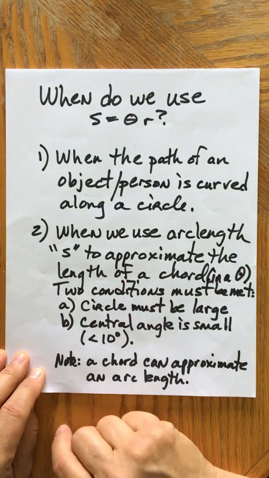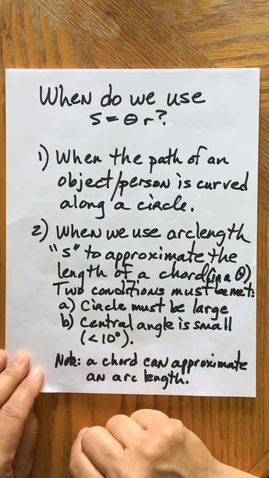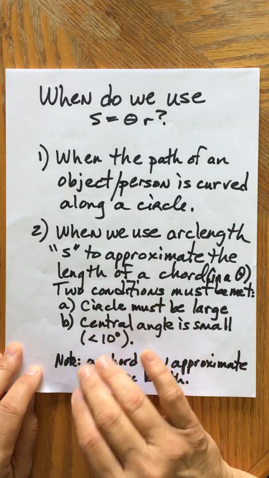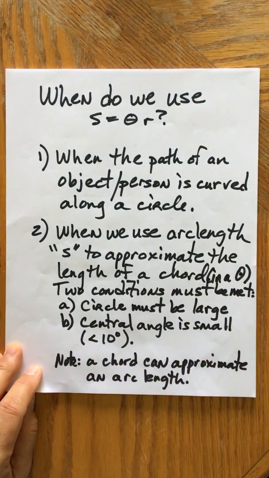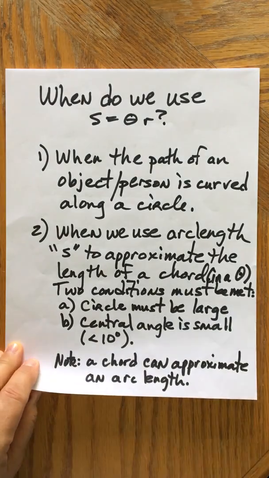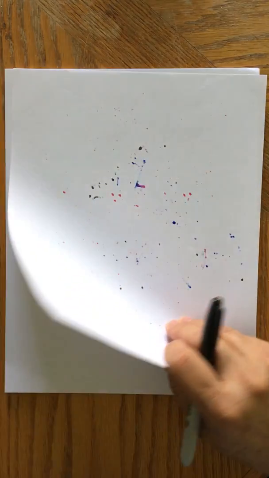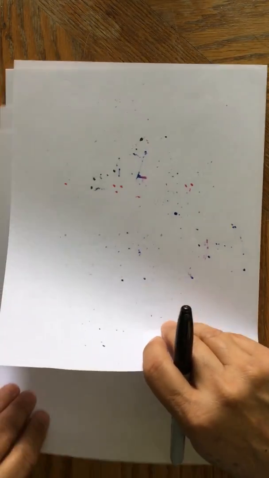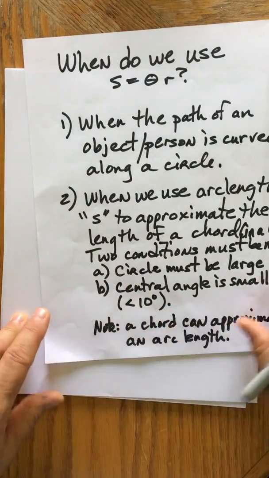So we're looking at a distance that is curved. The second application that we're going to look at in this video is when you use arc length to approximate the length of a chord in a circle, and two conditions must be met. The circle must be large and the central angle is small, less than 10 degrees. So let me look at that first to see about these criteria.